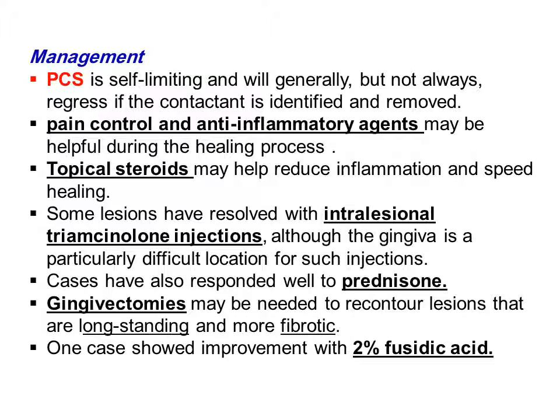Some lesions need intralesional triamcinolone injection, an intralesional steroid, although the gingiva is a difficult location for such injection. Cases may respond well to prednisolone. Gingivectomies may be needed to recontour the lesion after long-standing inflammation and fibrotic gingiva. Also, it has been found that 2% fusidic acid may improve some cases of plasma cell stomatitis.